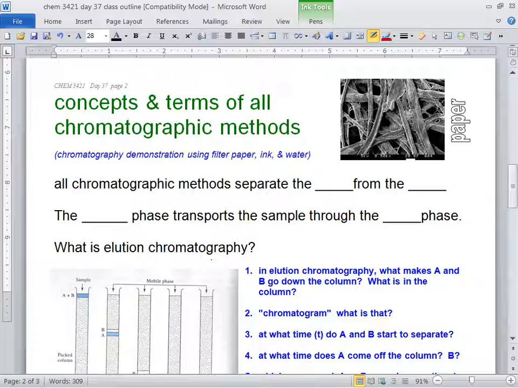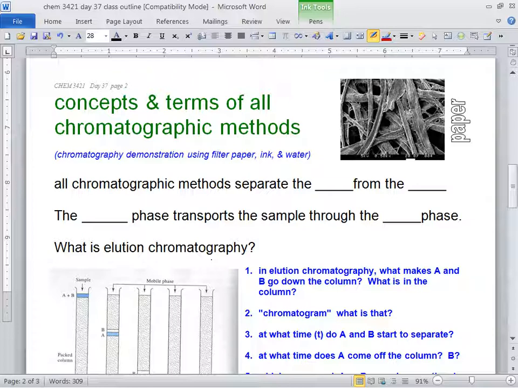Okay, our stationary phase is what in this case? Andy, what is this stuff? No, that's our analyte, or that's our mixture. What is this? Paper. This stuff is paper. Paper is my stationary phase. Well, how can paper be where the magic happens, where all these different components in the vis-a-vis markers separate out?